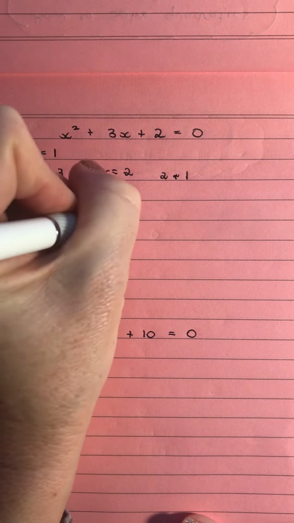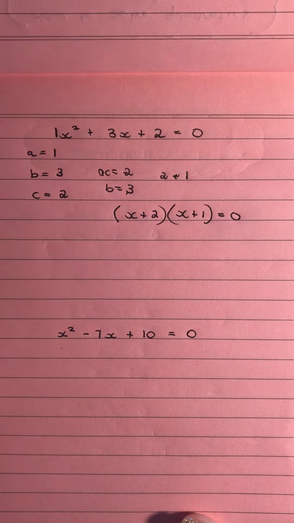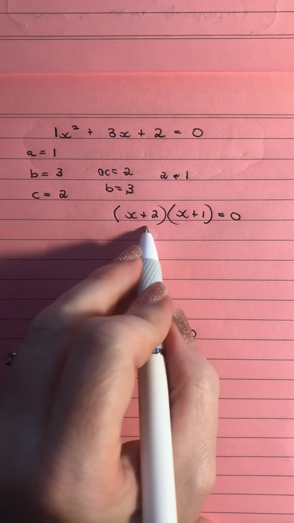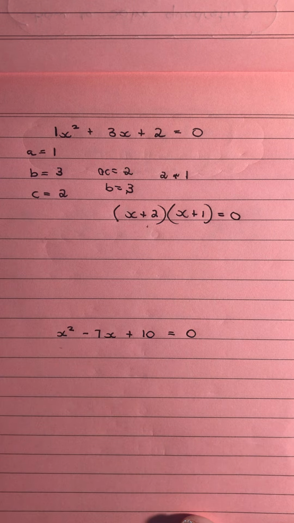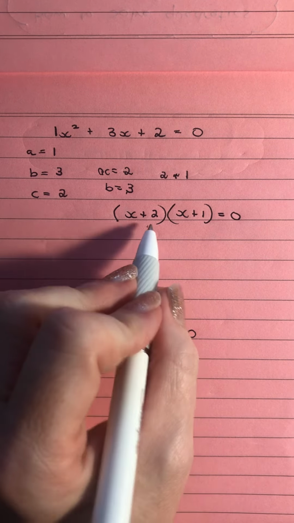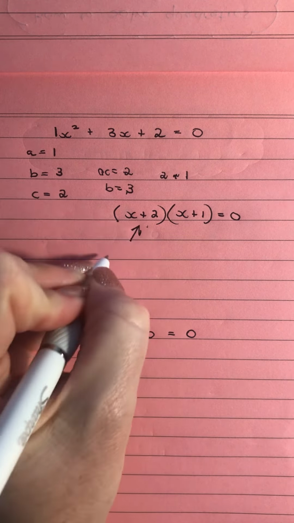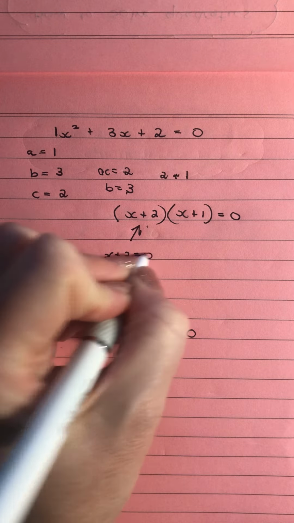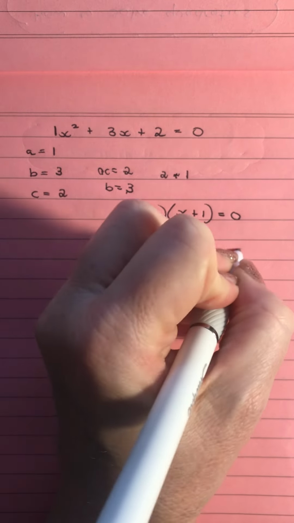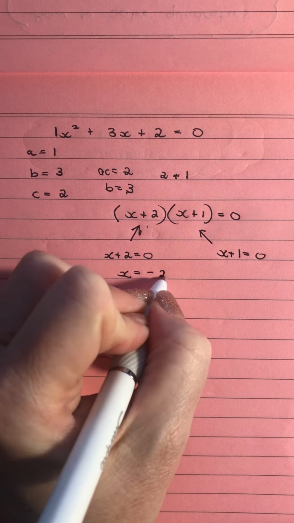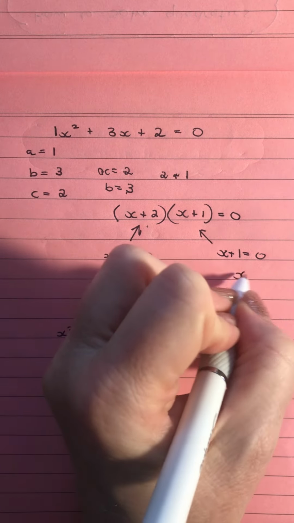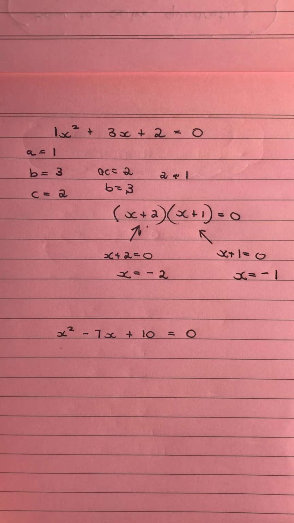So we will factorise that as x plus 2 and x plus 1 equals 0. Because we have a 1 as our coefficient for our quadratic, we're able to go straight to the brackets. Remembering if we had anything else in front there, we would have to use a different process. Now that we've got our brackets, we can say that either x plus 2 equals 0 or x plus 1 equals 0. Now if x plus 2 equals 0, x must be equal to negative 2. If x plus 1 equals 0, x must be equal to negative 1.